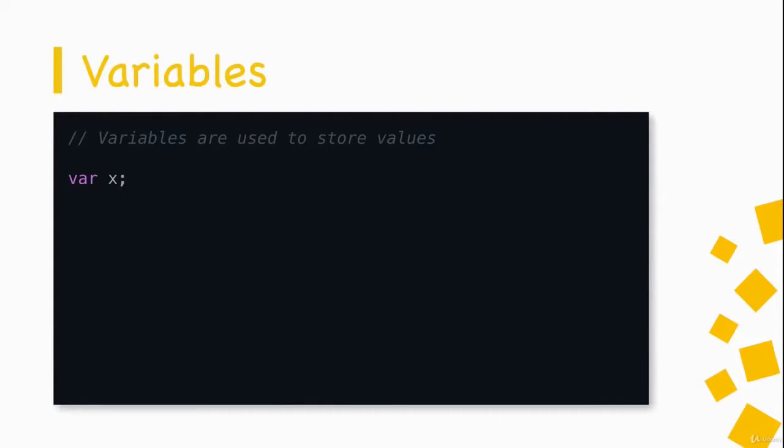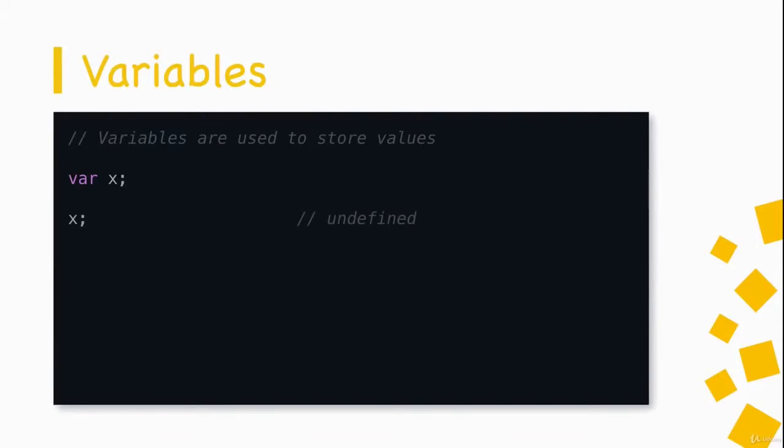In order to create a variable in JavaScript, you need to declare it, and you do that using the var keyword. So you type in var and then you type in the variable name. In this case, we're going to be calling the variable x. So in order to create a variable named x in JavaScript, we type in var x. And now a variable named x exists in JavaScript.